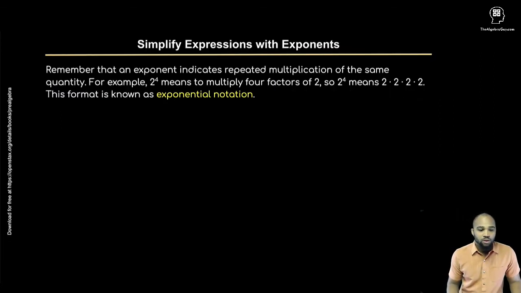All right, so first of all, simplifying expressions with exponents. Just a reminder, an exponent indicates repeated multiplication of the same quantity. So for instance, if you have 2 to the 4th, this is really just saying 2 being multiplied 4 times. This format is known as exponential notation.